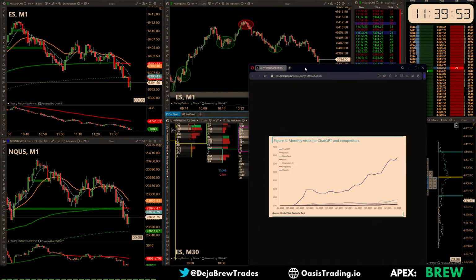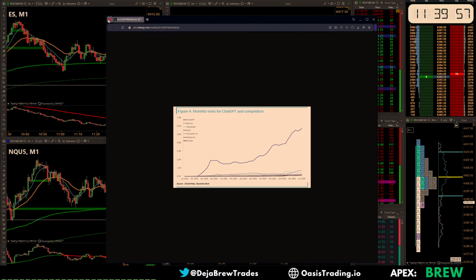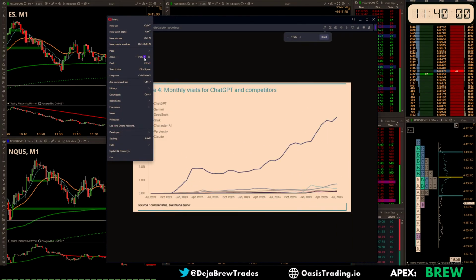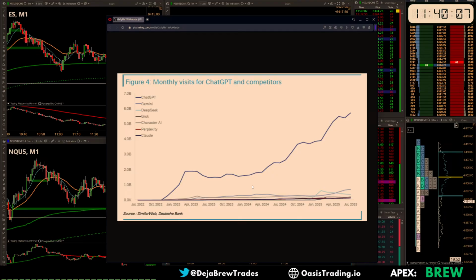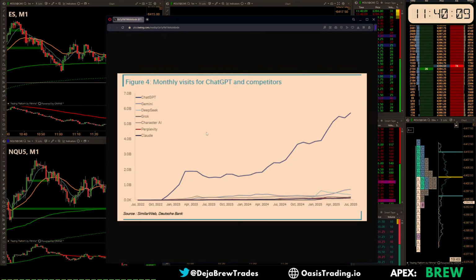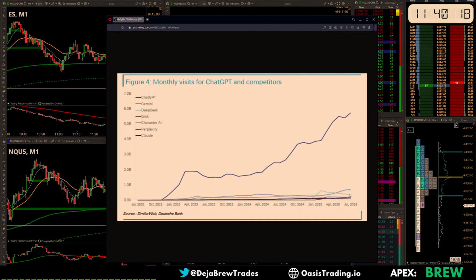Look at this chart. This is monthly visits on chat AI, right? Chat bots. Not even close. OpenAI, ChatGPT, just annihilating its competition. I mean, they were kind of the first big one.